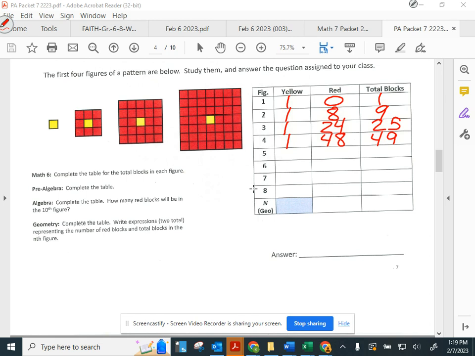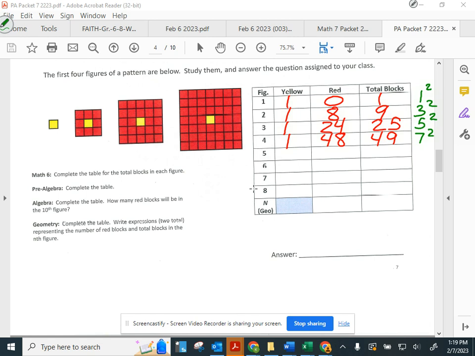Not odd. Not square roots, but perfect squares. So if we look at 1, that's 1 squared. If we look at 9, what is it? 3 squared. 25 is 5 squared, and 49 is 7 squared. Do you see a pattern there?